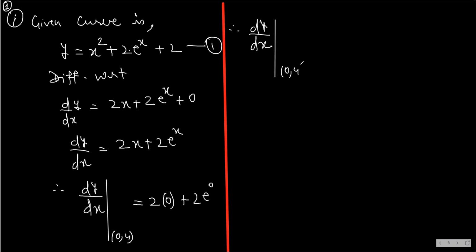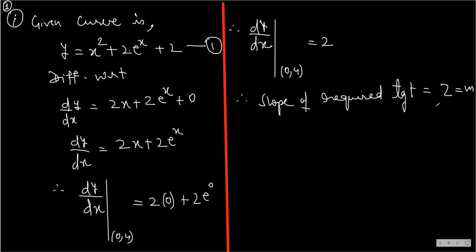Therefore dy by dx at (0, 4) is 2. And see students, this 2 which you got is nothing but the slope of the tangent to the curve at (0, 4). So I will write, therefore, slope of required tangent is equal to 2. I will write this as m. Fine. So what will be the slope of normal?